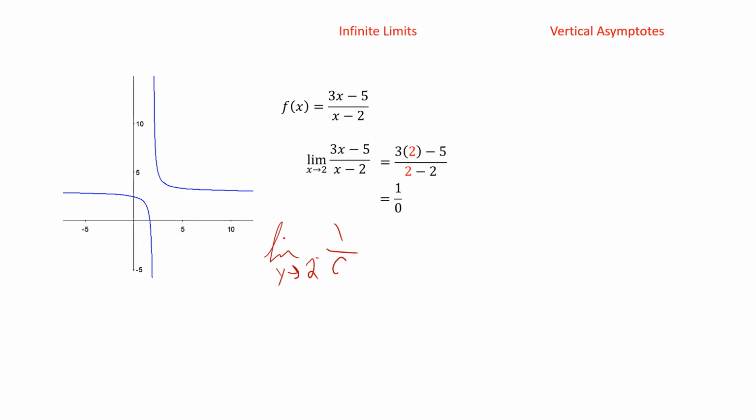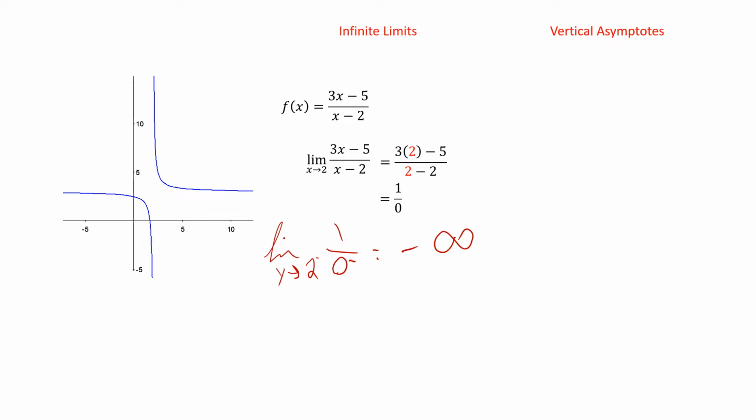I know I always notated 0 negative. It's like a negative 0. It's basically 0, but it's negative as we're approaching that number. So 1 divided by a negative number is going to be negative infinity, which we see from this graph right here anyway.